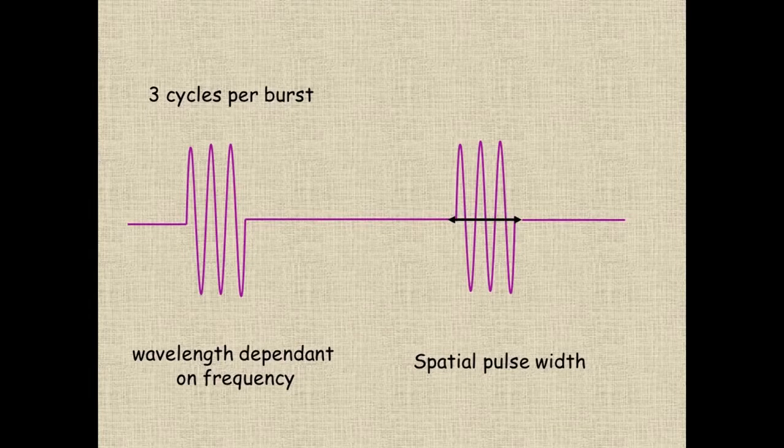If you have so many cycles at such and such a frequency, then that will actually occupy a physical space within the tissues, and that is referred to as the spatial pulse width, which is symbolized by the black double-headed arrow on the right-hand diagram.